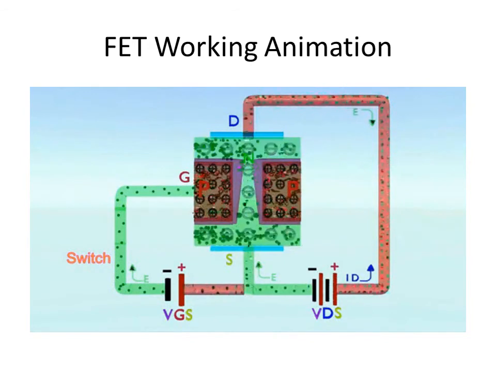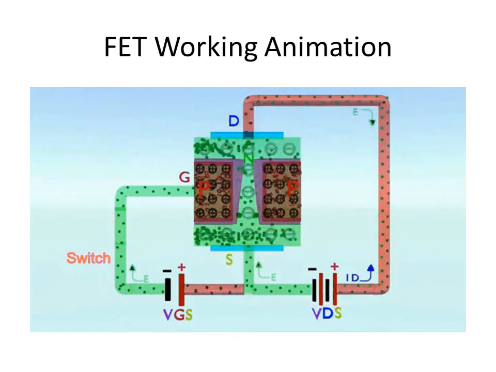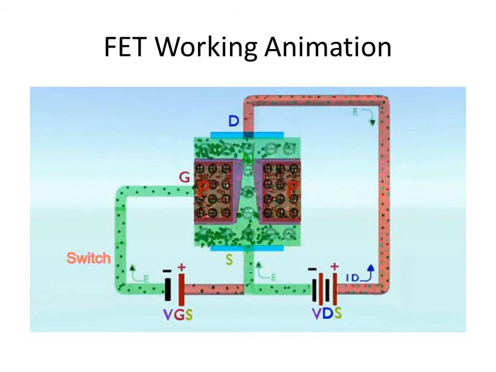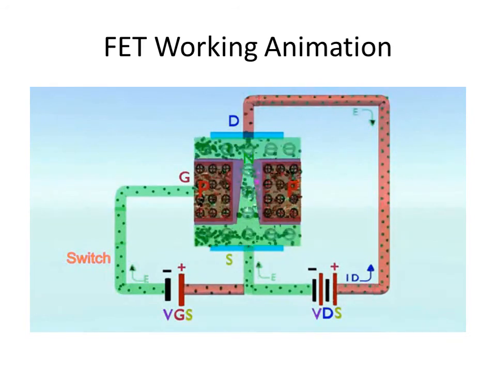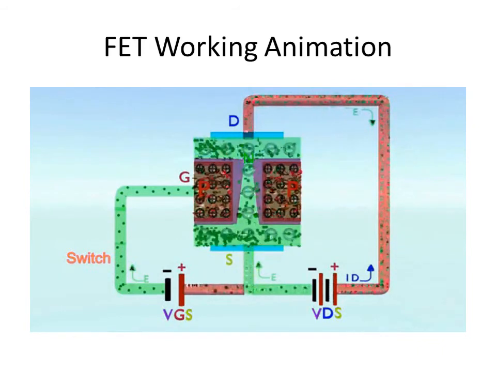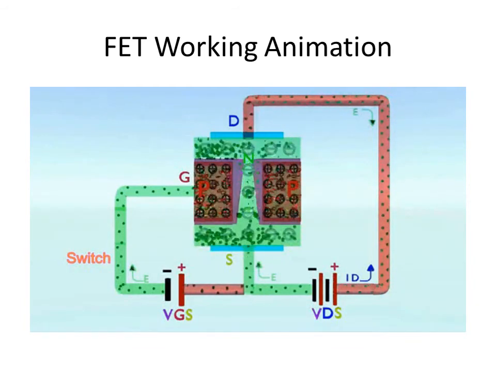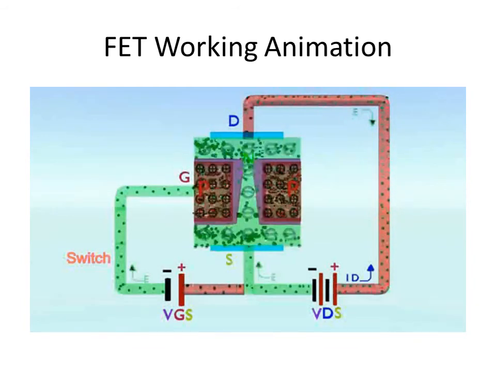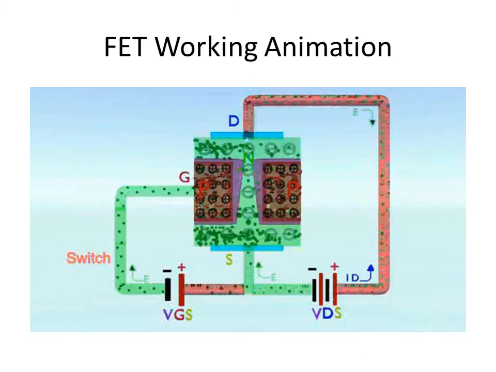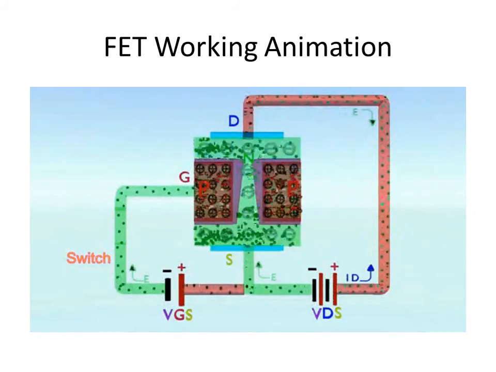When the switch is closed, you can see that the width of the depletion layer increases, so that current flow slows down. You can see that it is very clear. So the gate source voltage switch is closed, and the width of the depletion layer increases, so that we can have control over the current. So this is the basic principle. That means by applying the reverse bias voltage, we can control the current flow through the channel.